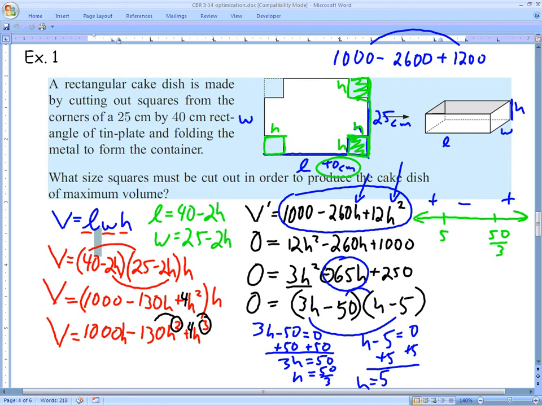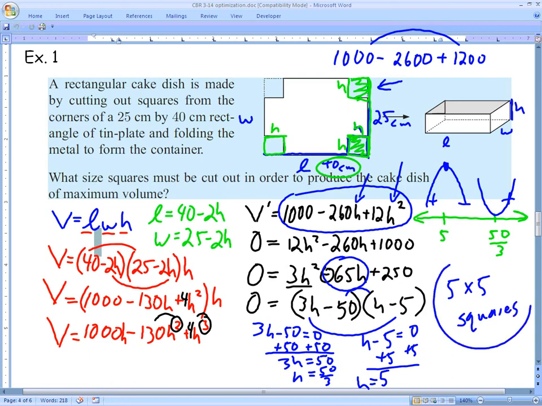All right, so now where do we have a max and where do we have a min? We're really only concerned in the largest volume, and so maximum. Well, here we're going up on our slope until we get to the 5, and then we go down. So this would be our maximum right here. On the other one, we were going down, and then we went up with a positive slope. So 50 over 3 is our minimum. H equals 5 is our maximum. So how big are these squares that we're cutting out? They are 5 by 5 squares. And cutting out a 5 by 5 square will maximize the volume of our cake pan.